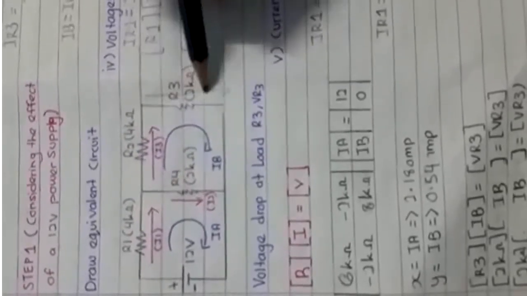The first question is draw the equivalent circuit. So I already drew the circuit. The second question is we have to find out the voltage drop at the load R3. So now we have to find the voltage on R3, which goes through here, follow here.